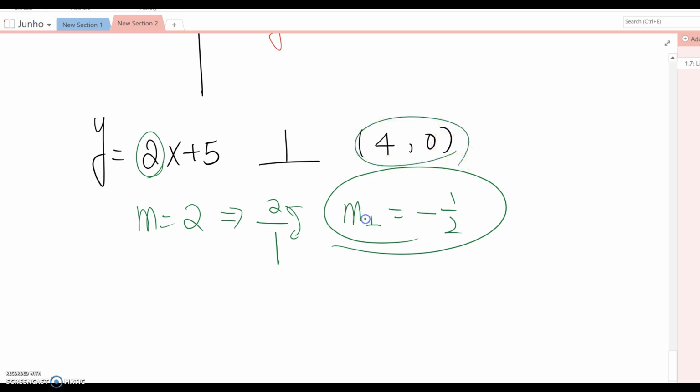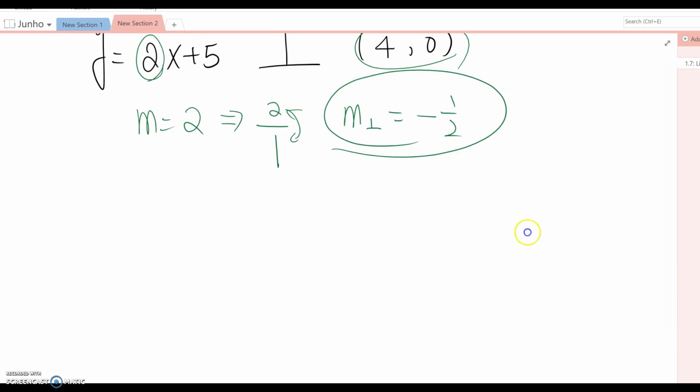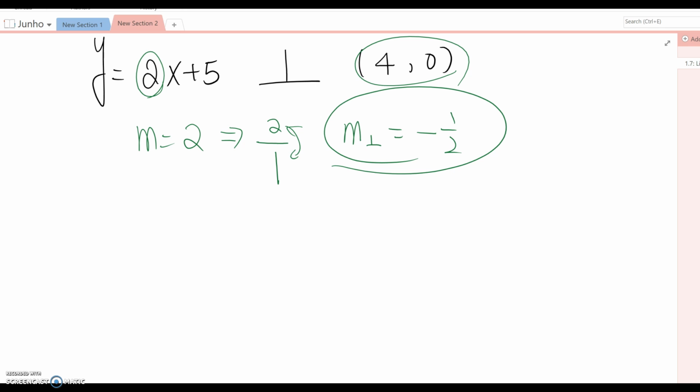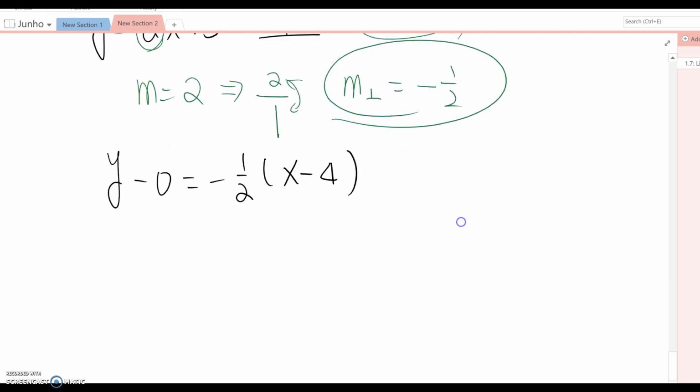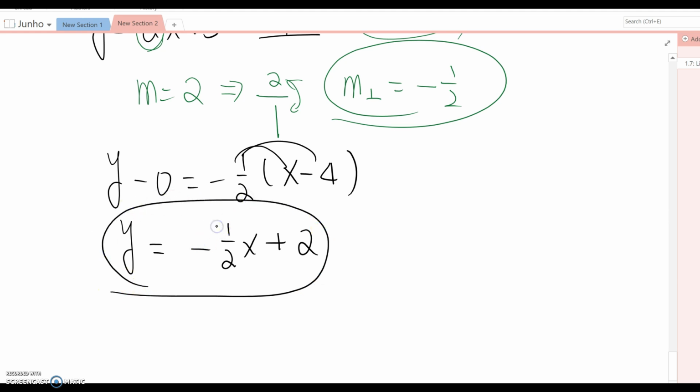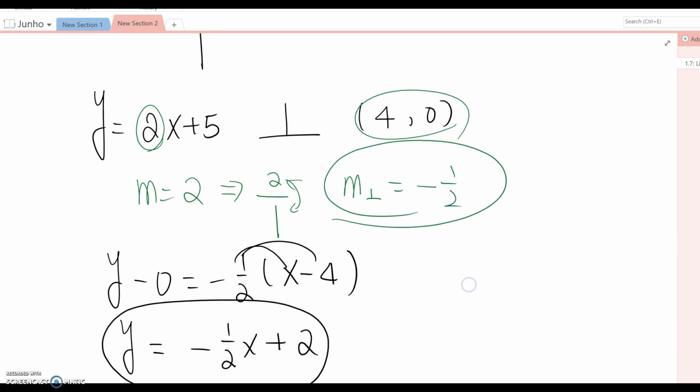Now you know one point, so you can use the point-slope formula to complete the equation of the line. So y minus 0 equal to negative 1 over 2 times (x minus 4). Okay, then y equal to negative 1 over 2 x plus 2 basically. Okay, so that will be the answer for this question.